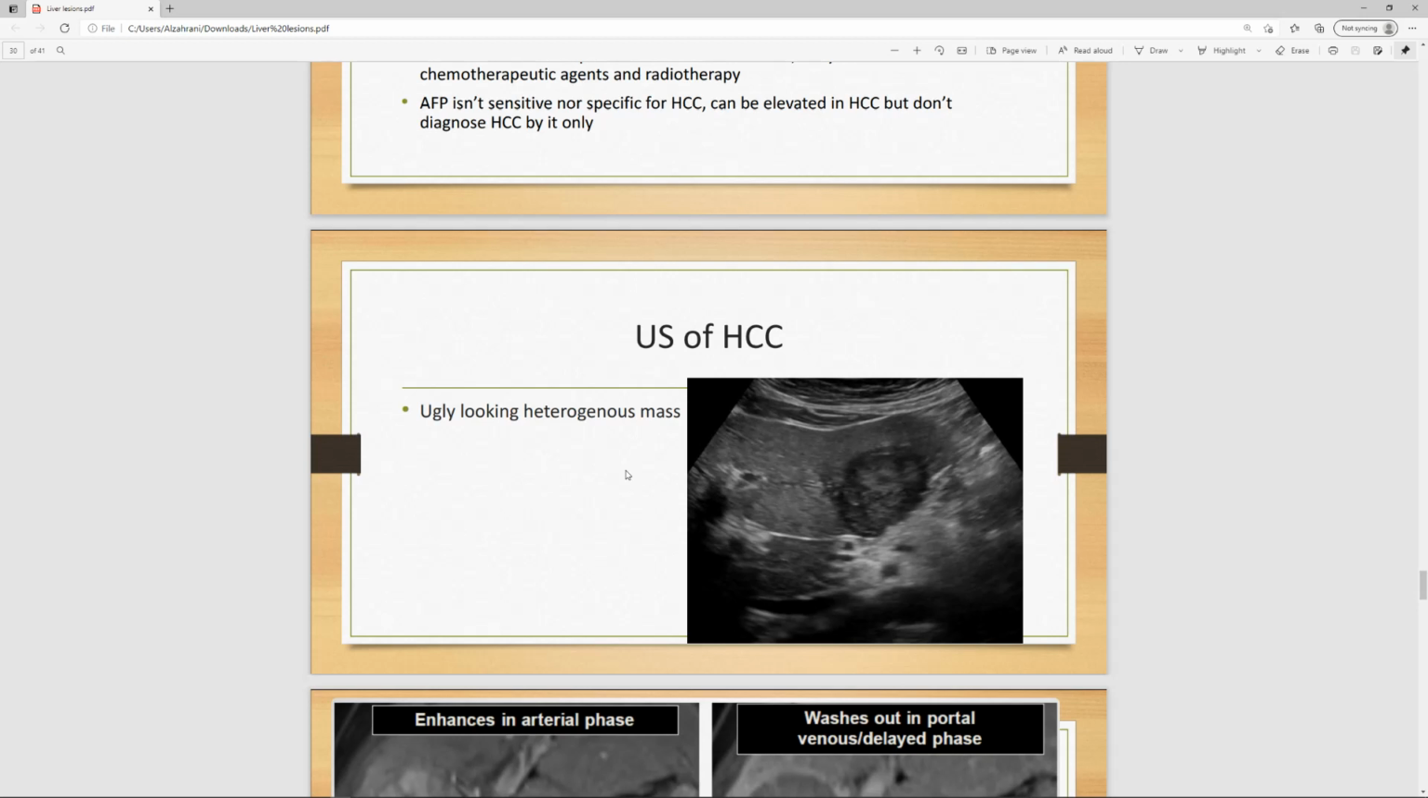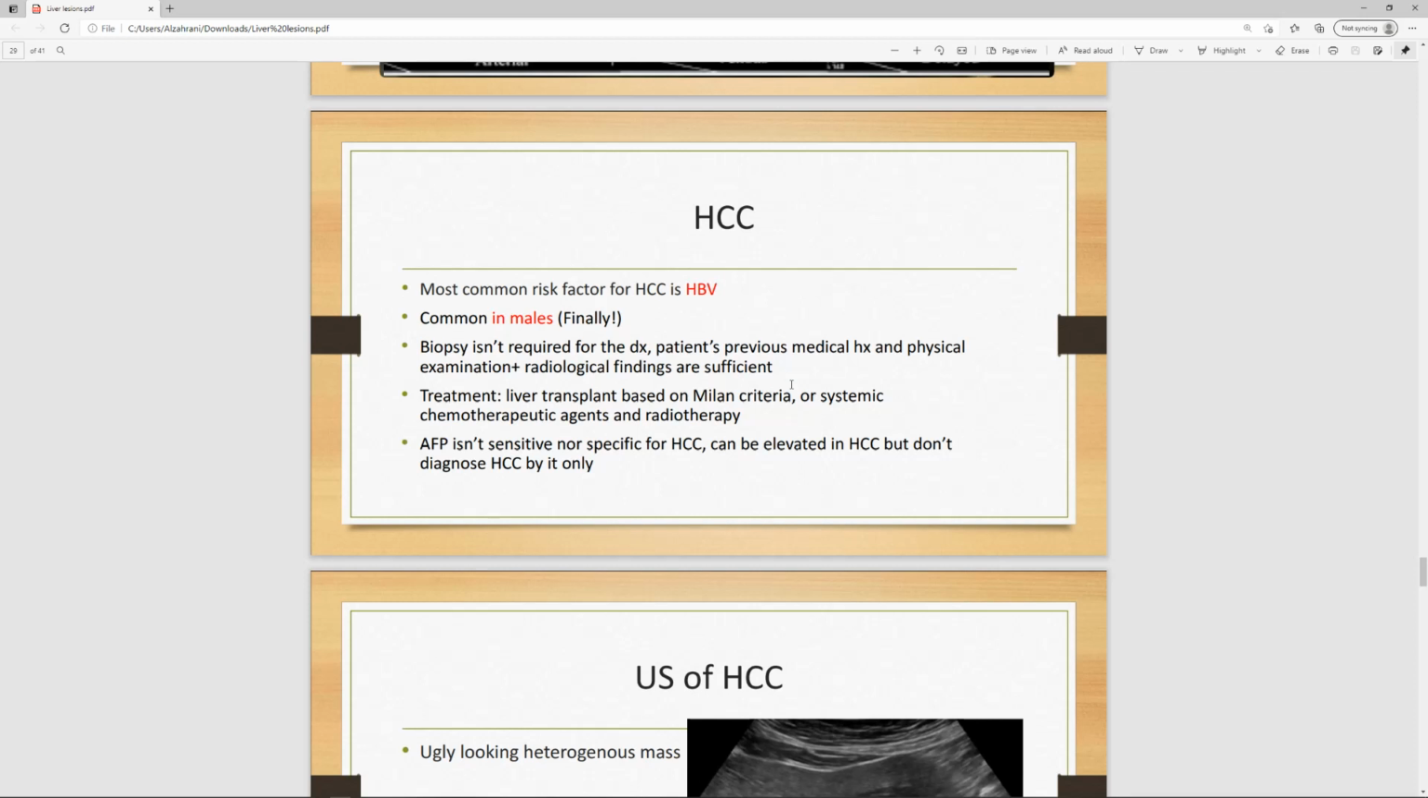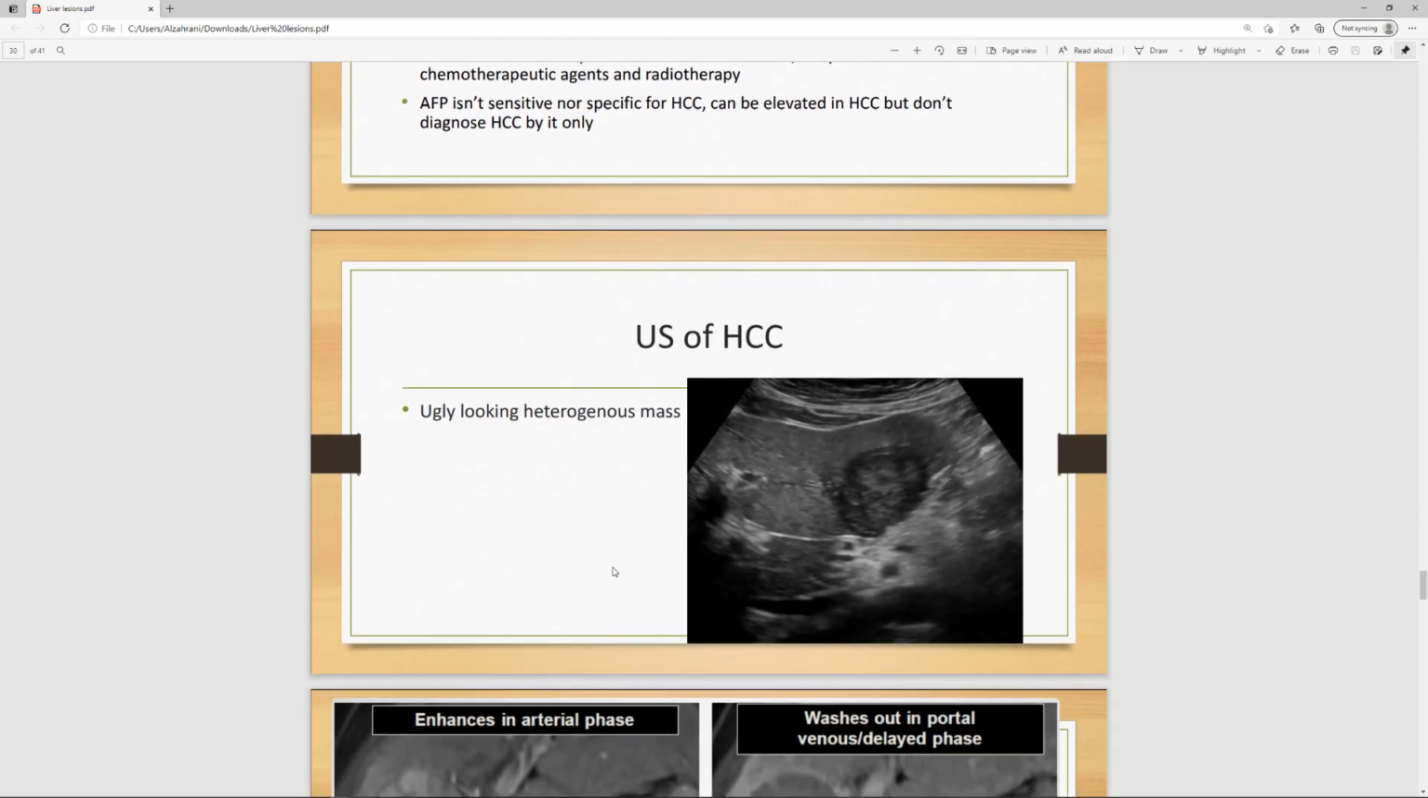واحد عنده hepatitis B virus infection for a long time, this is most likely hepatocellular carcinoma. Female uses oral contraceptives for a long time, this is most likely hepatic adenoma.